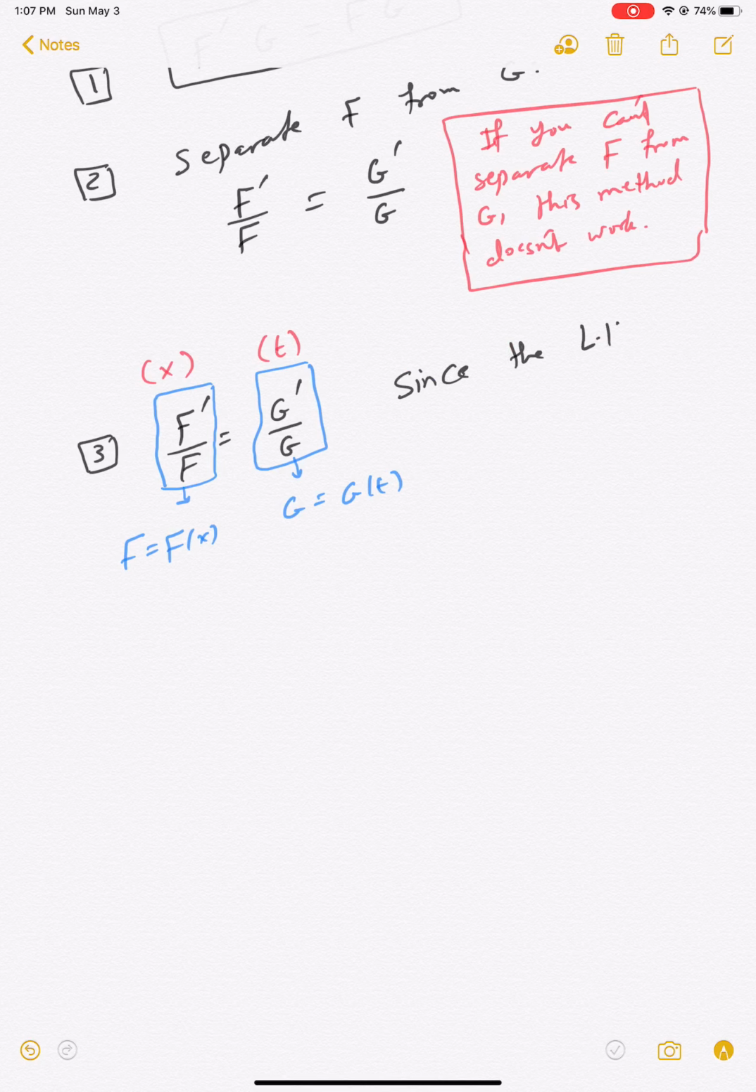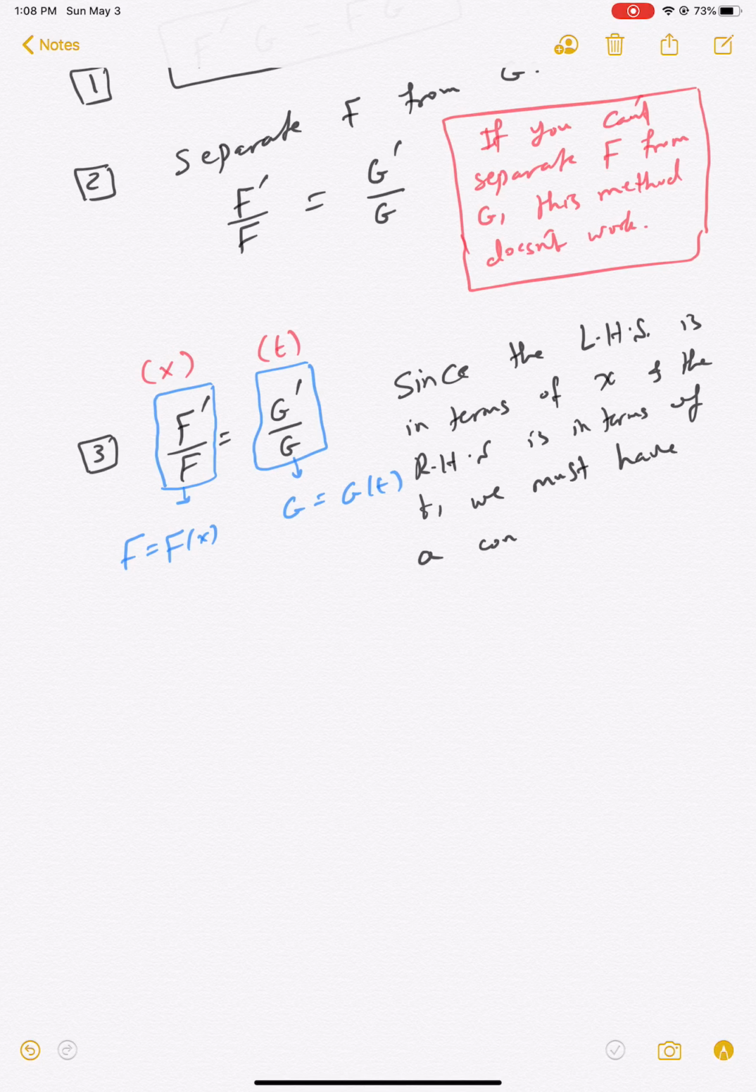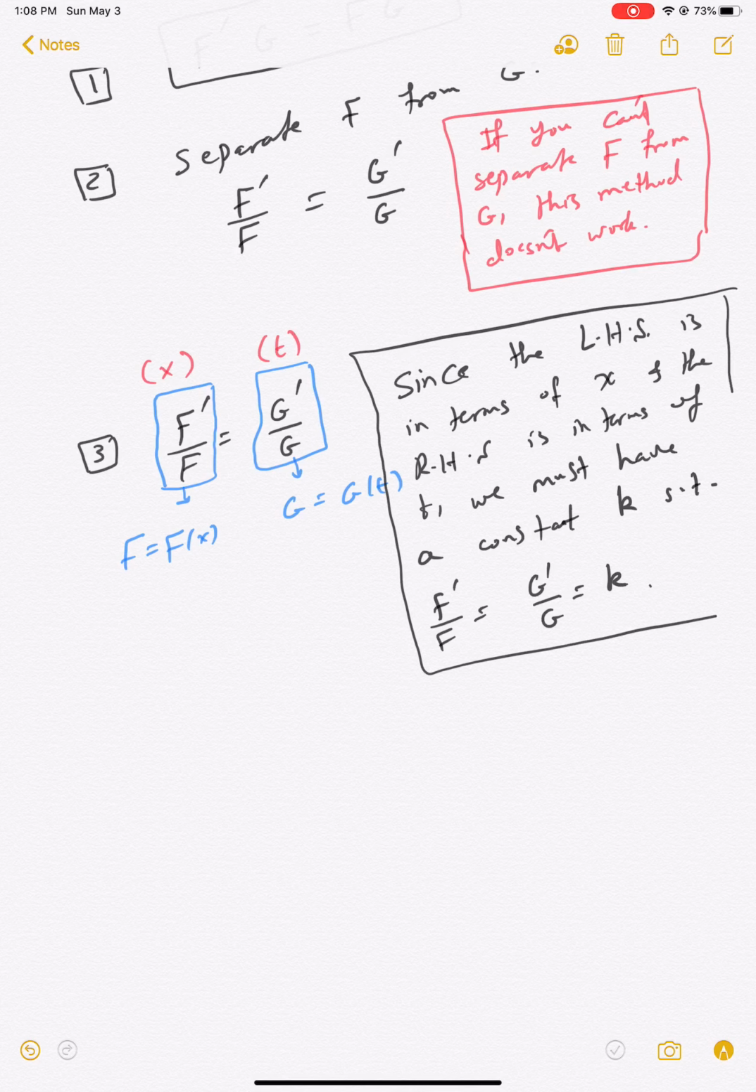Since the left-hand side is in terms of x and the right-hand side is in terms of t, the only way for this to be true, something in terms of t equals something in terms of x all the time, we must have a constant. This is the only way. There is a constant k such that f prime over f equals g prime over g equals k. So the only way for two quantities, one in terms of t, one in terms of x, to be equal all the time is that this quantity has to be a constant.